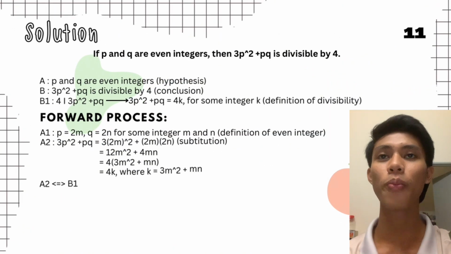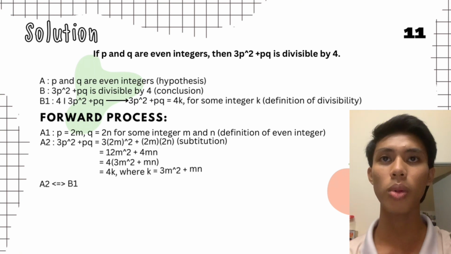For example 2, the question is, if p and q are even integers, then 3p squared plus pq is divisible by 4. A. p and q are even integers as a hypothesis. B. 3p squared plus pq is divisible by 4 as a conclusion. B1. 4 divides 3p squared plus pq.